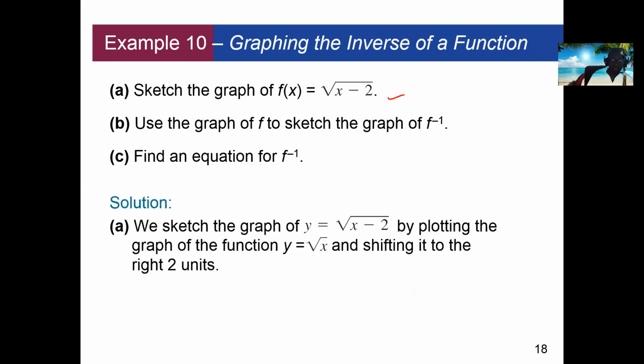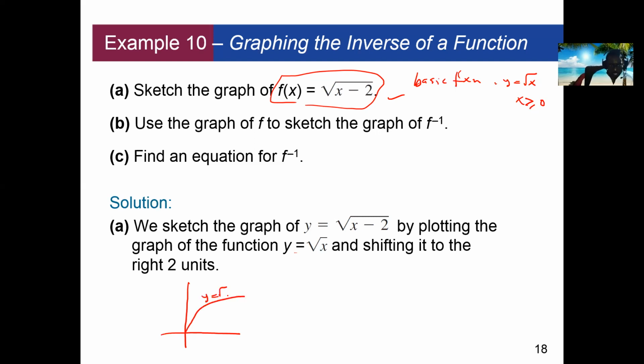First, if I want to graph this function, I must know the basic function. The basic function in this case is y equal to the square root of x, and you know that the domain is x greater than or equal to 0. This is your y equal to the square root of x. And since it's minus 2, we move to the opposite side. That is, you shift it to the right, a horizontal shift of 2 units.